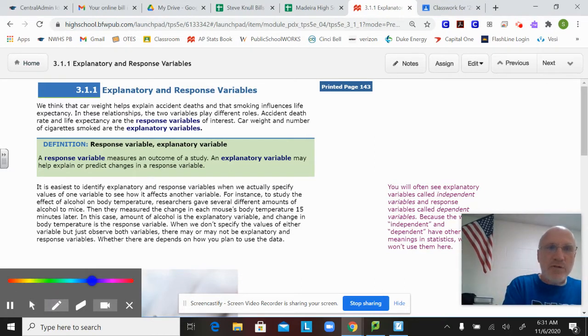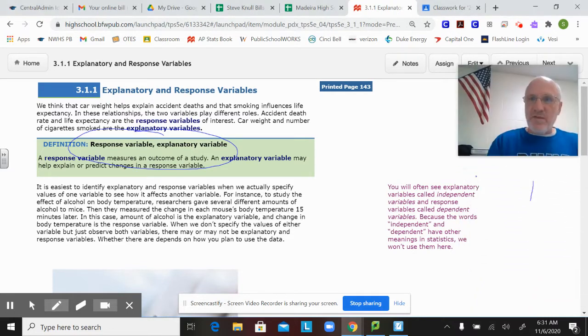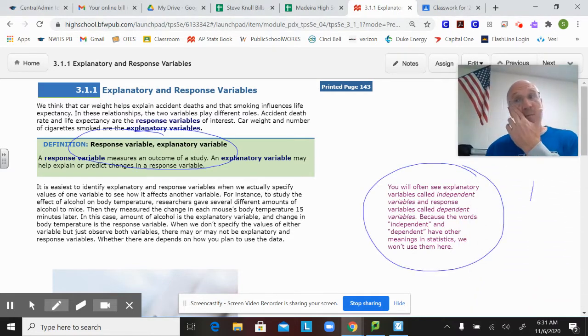You need to be okay with response variable and explanatory variable. This paragraph here, you may have heard them as independent and dependent variable. That's not wrong. But statistically, when we talk about two events being independent, that has a different statistical meaning. So you won't see it used here, but there's nothing wrong with using it.